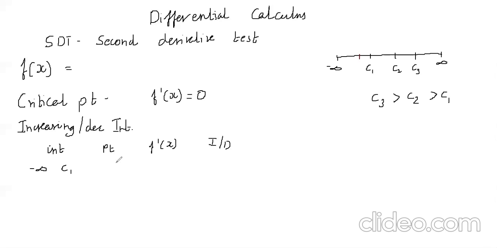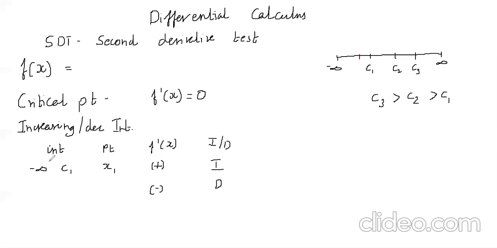So we take any point, which we consider as x1. Then we substitute the value of x1 in f dash of x. After substituting this, we will get some answer. We don't care about the answer, but what is important is the sign, whether the answer is positive or negative. If it is positive, then the interval is increasing. If it is negative, then the interval is decreasing.